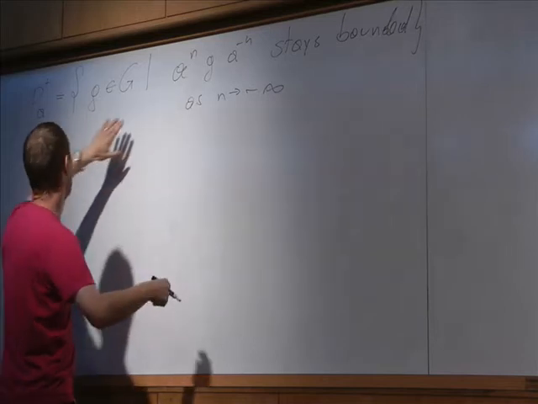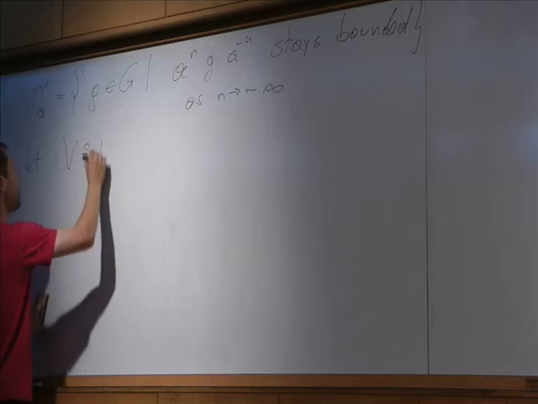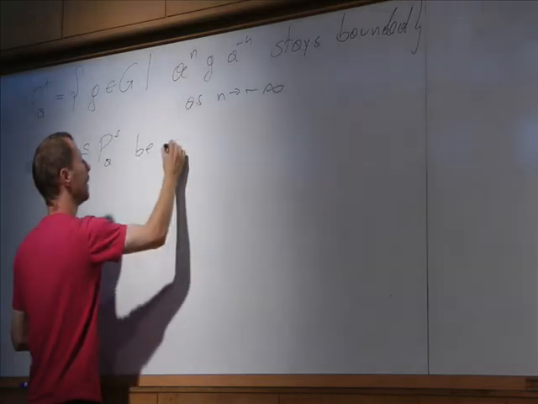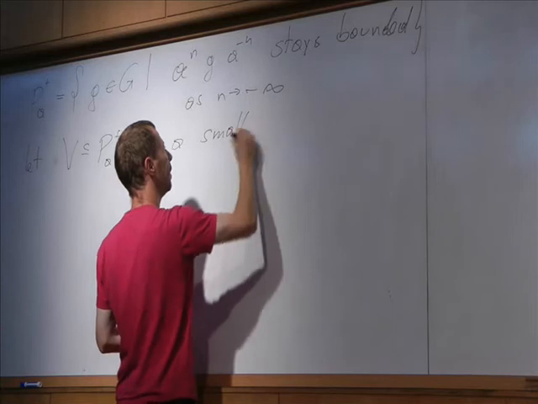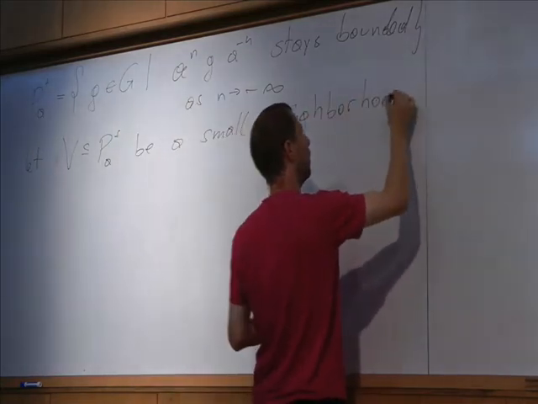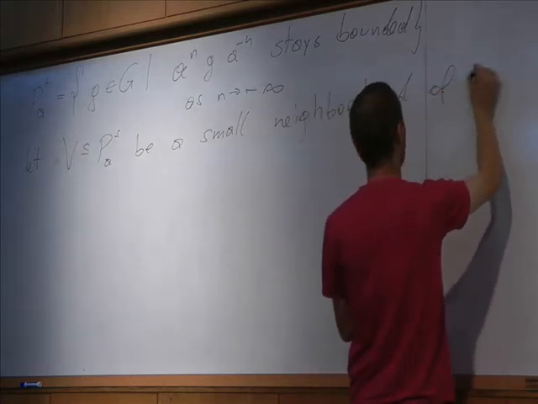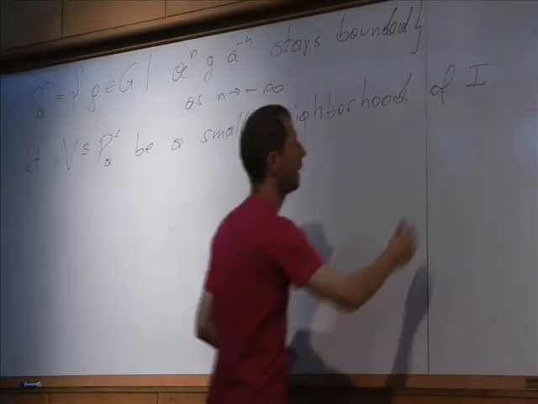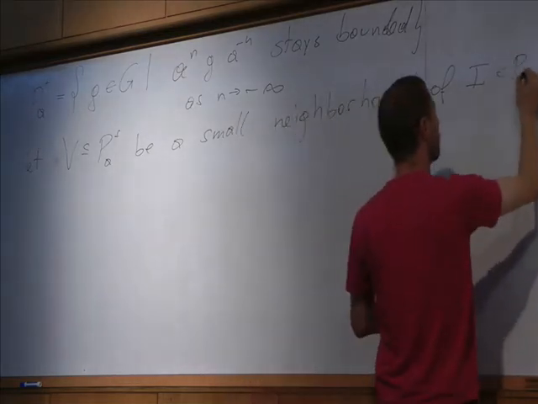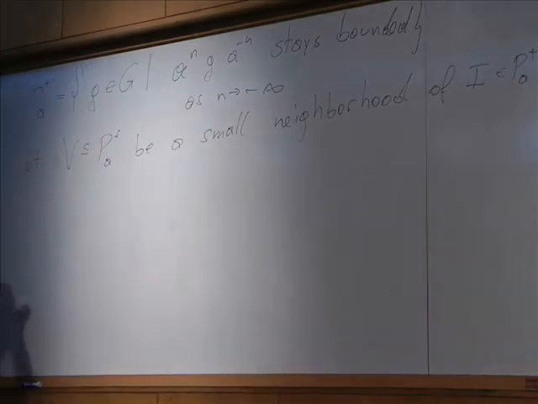And let V in PA plus be a small neighborhood of the identity in PA plus. How small? We will see. Well, let's see it now.